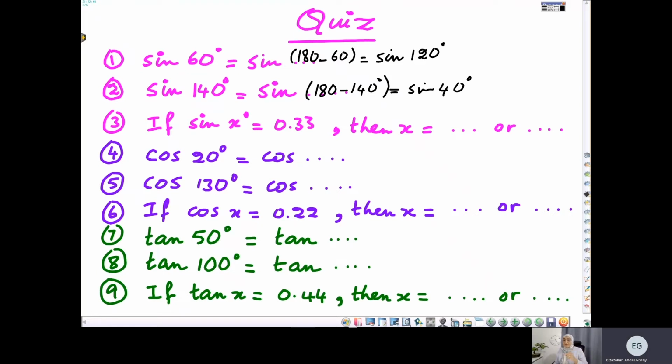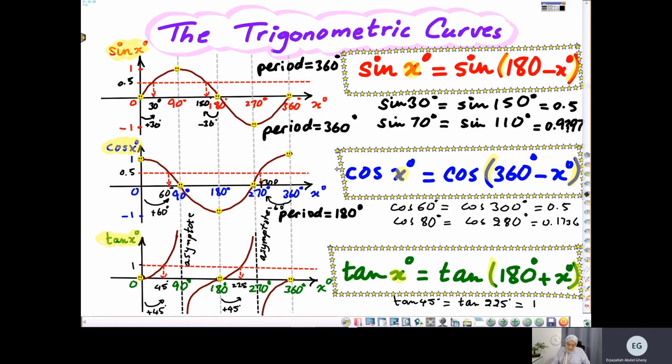Yes. Another indirect question. Given sine an angle which is 0.33, and then on the answer line, he gave us 2 values for x. Fill in the blanks. Why 2 values? Let's go back to the sine curve. The sine curve, if this value is 0.33, you will hit the curve at 2 points. One of them acute and the other one 180 minus this acute.